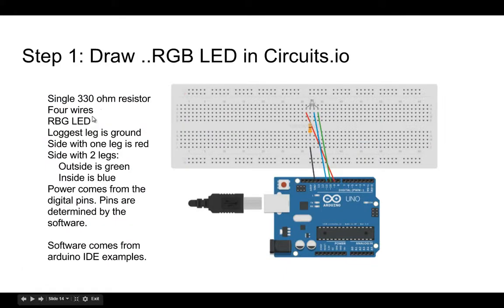Okay, so now we're going to do this for the red, green, blue LED. It's one LED with 4 wires coming out of it. This is how I wired it up. So I have a single 330 ohm resistor. You can look at the details here. So this is being done at circuits.io again.